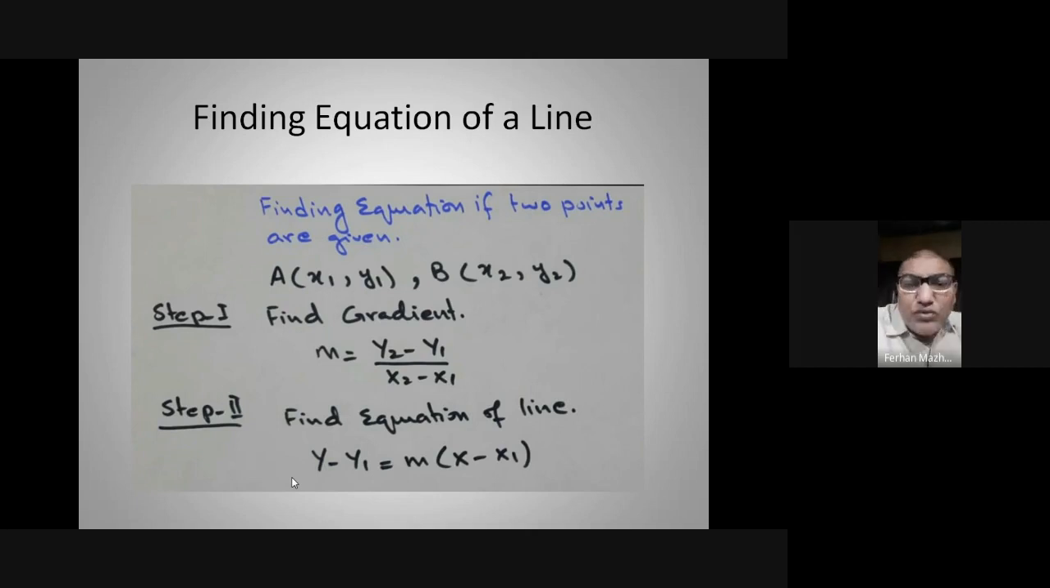Step number two, which is new for you, we will find the equation by using this standard formula. That is y minus y1 equals m bracket x minus x1 bracket close. In this, you have to substitute the value of m, and the values of x1 and y1. Very simple. And the equation will be automatically formed. Let me show you how I do this.